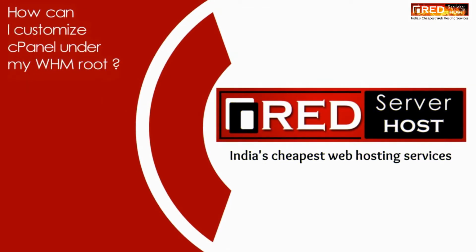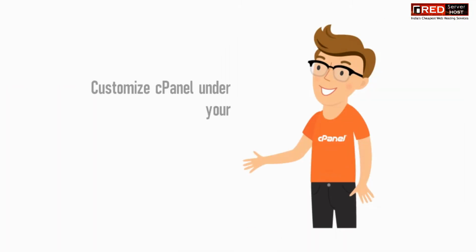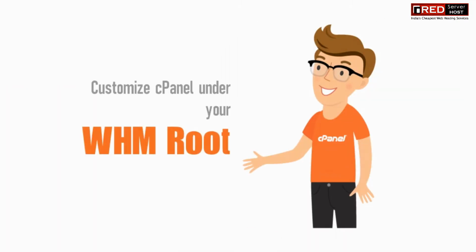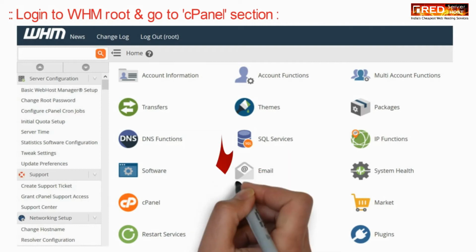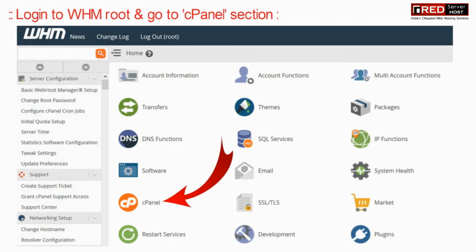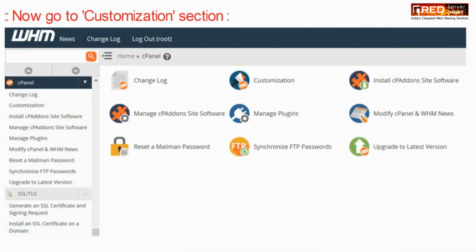Today in this video we will learn about how I can customize cPanel under my WHM root. For that, log into WHM root and then go to the cPanel section. Now here, go inside Customization.